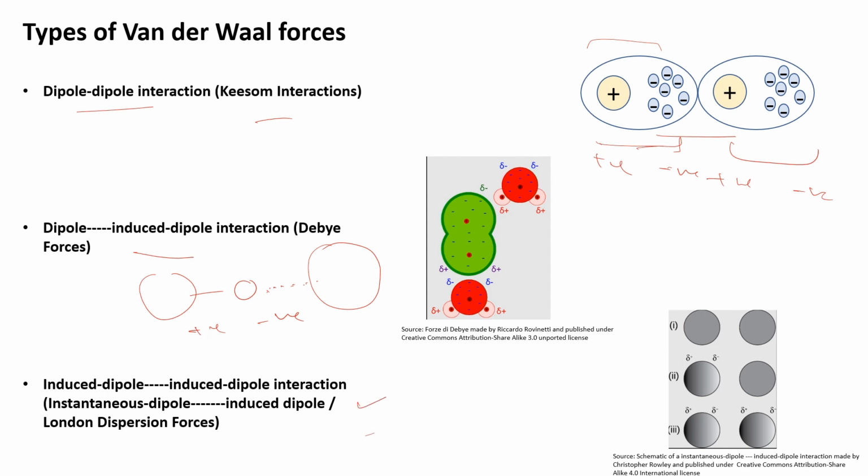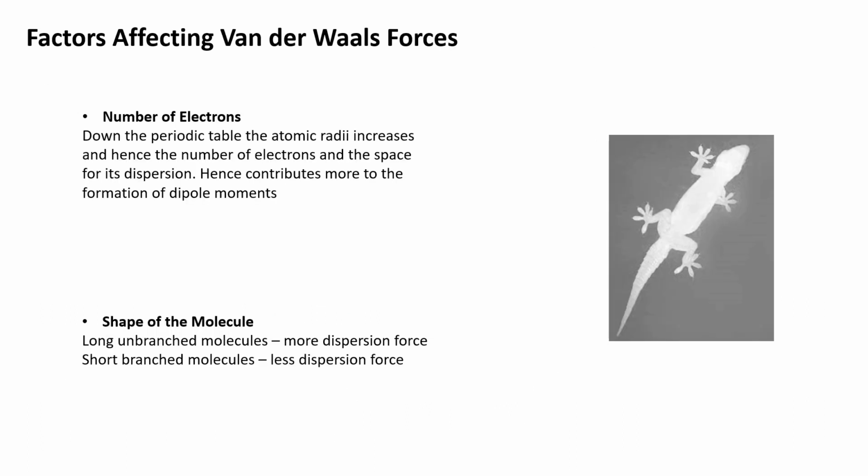And the third is known as induced dipole interaction. That means both the atoms or both the elements participating are not in a dipole state, but because they are close enough, the electrons start arranging, and due to which they gain dipole character, and hence they can interact with each other. So this type of interaction is also known as London dispersion force.